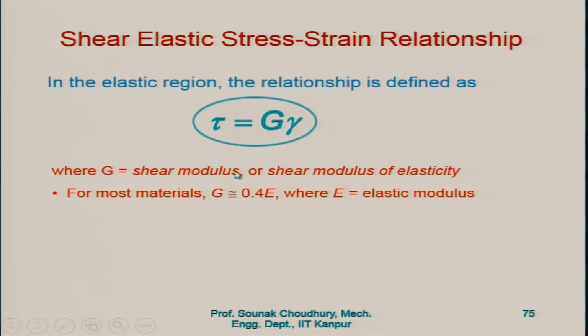For most materials, this G is equal to 40% of the elastic modulus, that is about 0.4 into the elastic modulus. So, this is not the same as the elastic modulus, but only 40% of that value, and this is the shear modulus. Therefore, shear modulus and elastic modulus are different. As you can see, the elastic modulus is more than the shear modulus. Shear modulus is only 40% of that, 0.4.